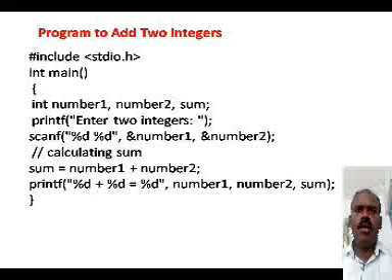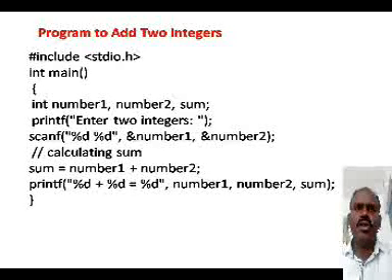The program in between the int main brackets will be executed. First, we have to declare the data types. Here we are going to add two integer values, so for that we are using the int data type. We have to declare what the variables are in that int data type. So for that, int number1, number2, and sum. These are the data variables we are going to use in this program.